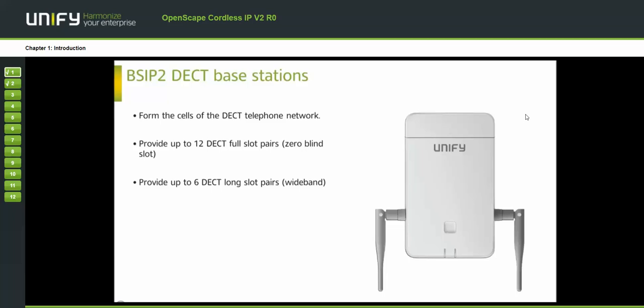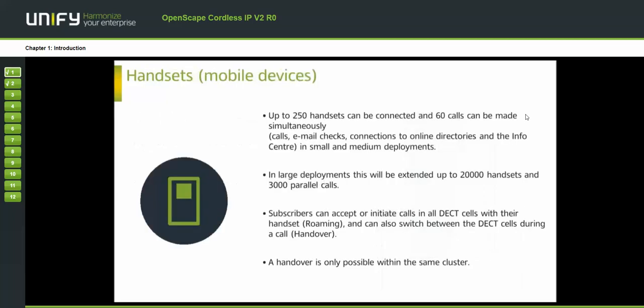Then the handsets: up to 250 handsets can be connected and 60 calls can be made simultaneously in the system, and that simultaneously means calls, email checks, connections to online directories and the info center. That can be done in small and medium deployments. In large deployments, which will however be subject of a subsequent release, this will be extended, like in Unify Cordless IP version 1 of the large solution, to 20,000 handsets and 3,000 parallel calls.